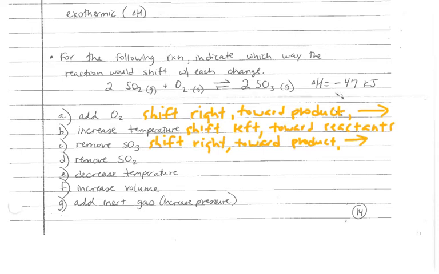All right, if we remove SO2, SO2 is a reactant. If we remove a reactant, we're going to shift it towards the reactants. If we decrease the temperature, well, we could just look at our answer to B. We know if we increase the temperature, we shift it left. So if we decrease the temperature, we're going to shift it right. But if we think about this conceptually, if we remember that we had heat over here as a product, if we decrease the temperature, we're removing heat. We're removing a product, so we're going to shift toward that side.